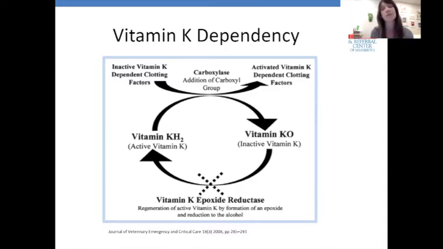Vitamin K antagonist rodenticides, for example, make this enzyme non-functional. So this enzyme that sort of recycles the vitamin K and makes it work again doesn't work. And that's why you get coagulation abnormalities with vitamin K antagonist rodenticides. Something that everyone wants to know about, right?